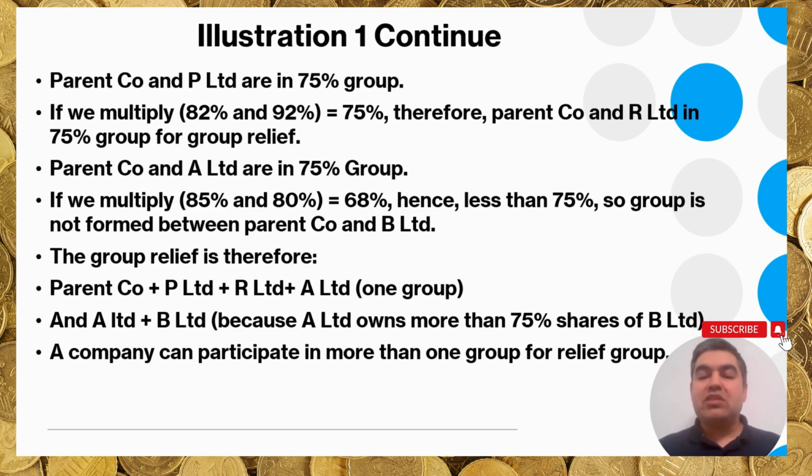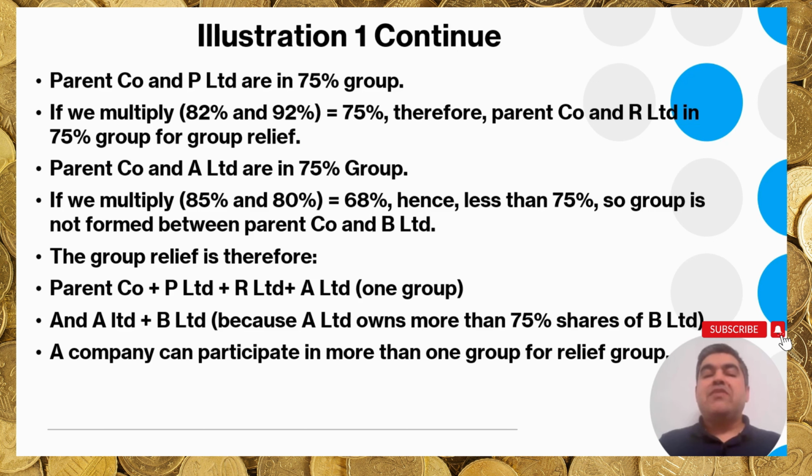Now let's turn to the right side. Parent Co also holds 75% of A Limited, that is very obvious. Now you see if Parent Co also holds 75% of B Limited. For this, we need to multiply 85%. If you look at the diagram, you will see clearly. 85% multiplied by 80% gives you 68%, hence less than 75%. So the group is not formed between Parent Co and B Limited.